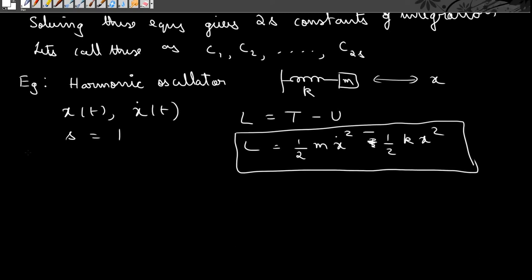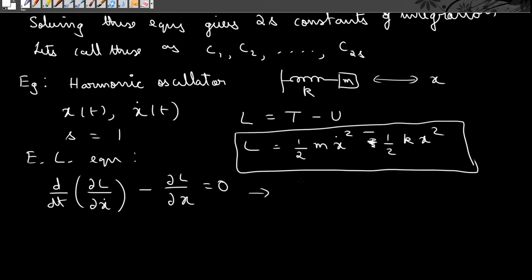And for the Euler-Lagrange equation, since s is 1, we'll have only one equation, which gives d by dt of dou L by dou x dot minus dou L by dou x equal to 0. d by dt of dou L by dou x dot will give us m x double dot, and minus dou L by dou x is going to be just kx, so we get m x double dot plus kx equal to 0, and therefore x double dot equal to minus k by m x.